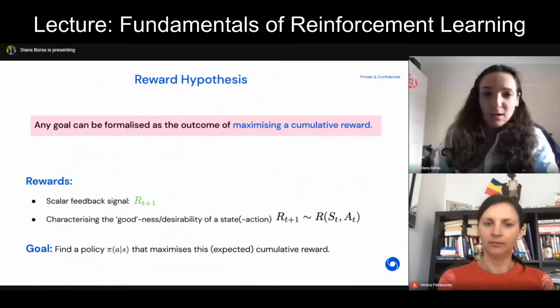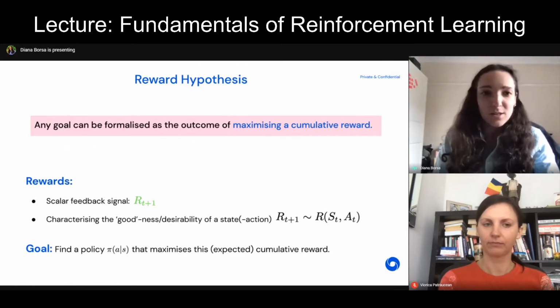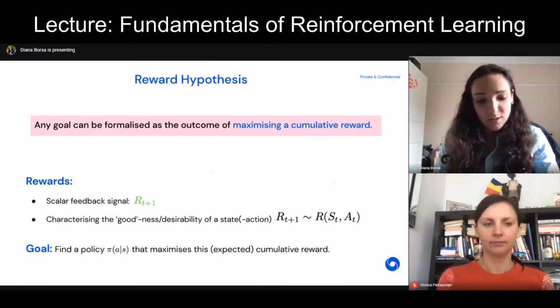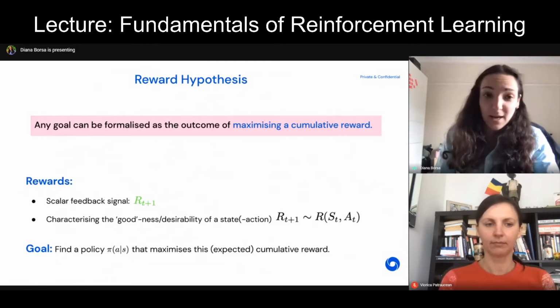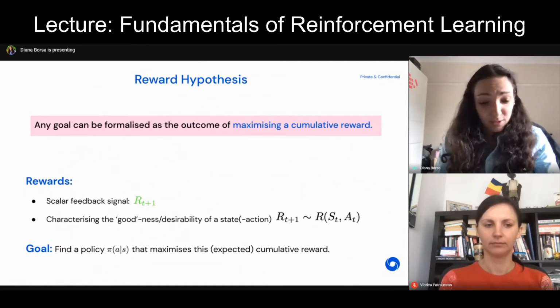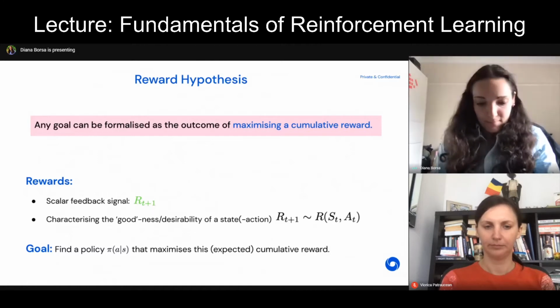Okay. The other assumption that we're making, maybe it's not an assumption, it's a hypothesis, is the reward hypothesis, which means that any goal can be formalized as the outcome of maximizing cumulative reward. The rewards in our setting will always be scalar feedback signals that are a function of the state and action that we're in right now. And the goal of an RL agent is to find a policy that maximizes this expected cumulative reward.